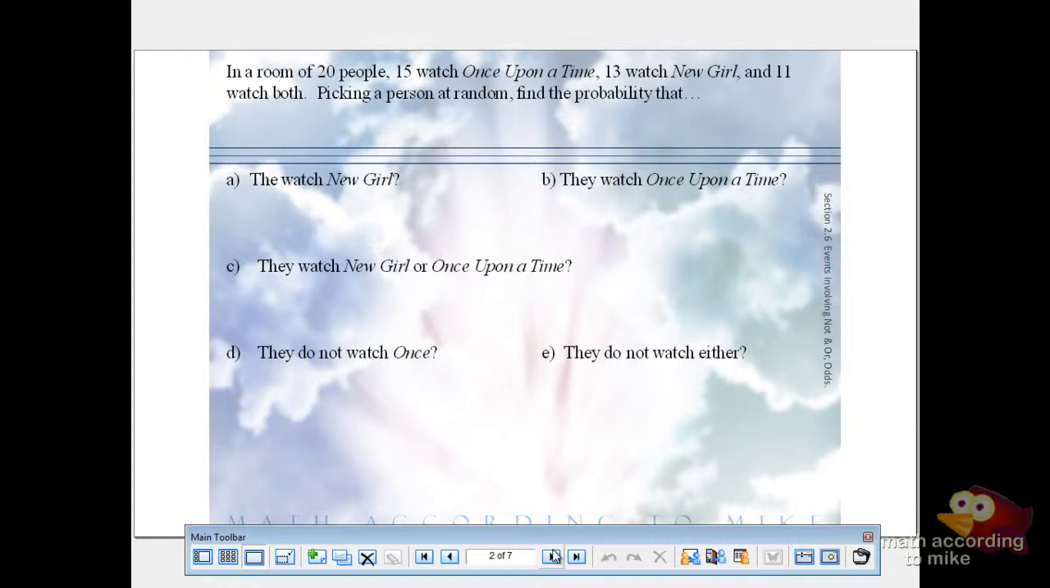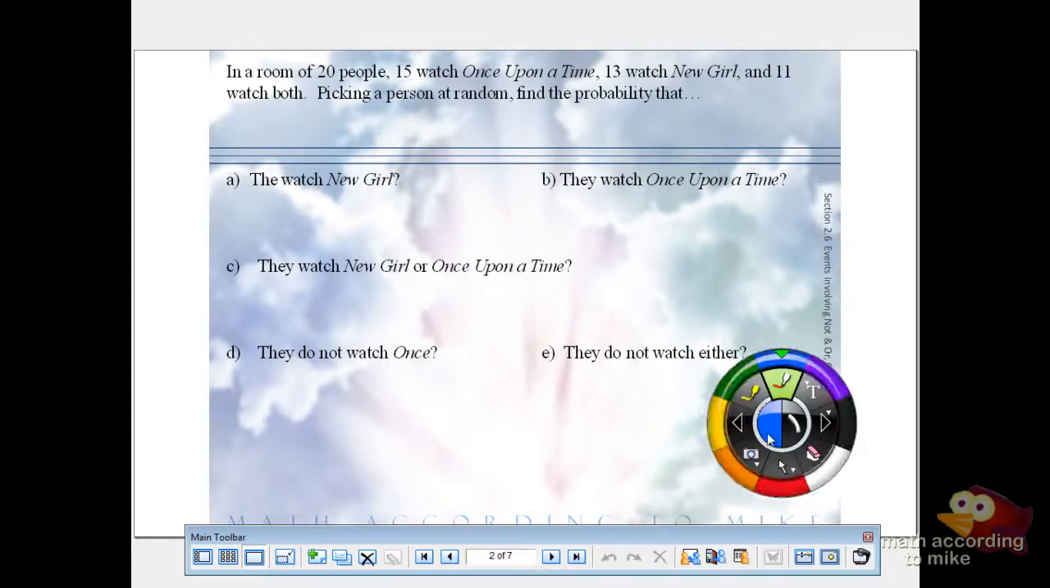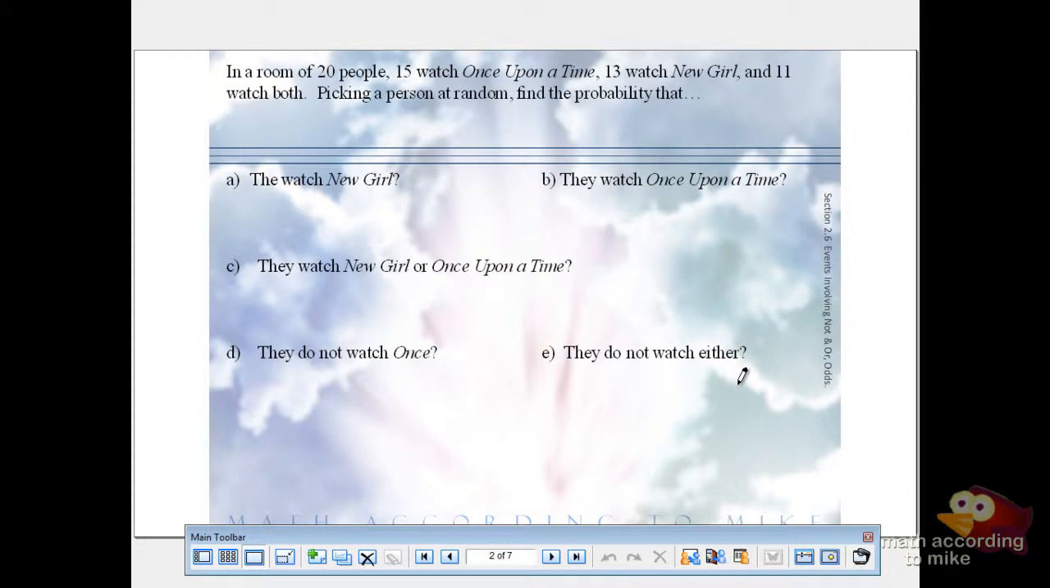So again, I'm asking for probabilities, so I want part over whole. What is the numerator going to represent in part A? How many people watch New Girl? 13. What's the denominator going to represent? How many people total are there? 20. Done. Doesn't reduce. Leave it alone.